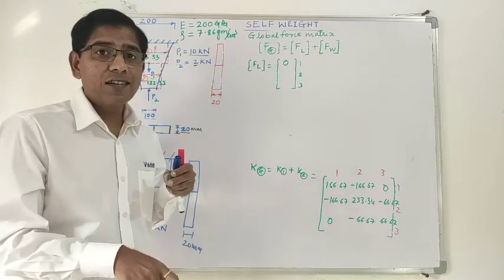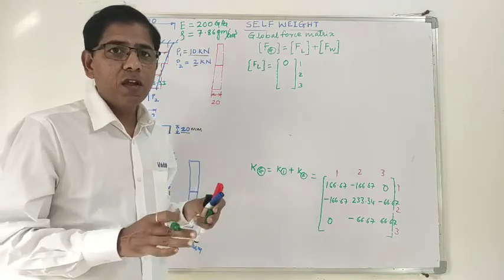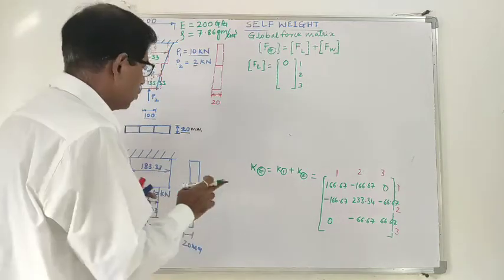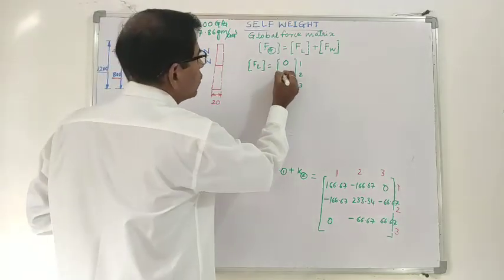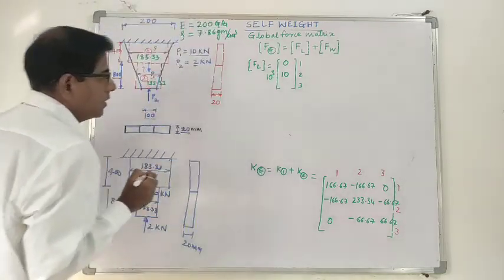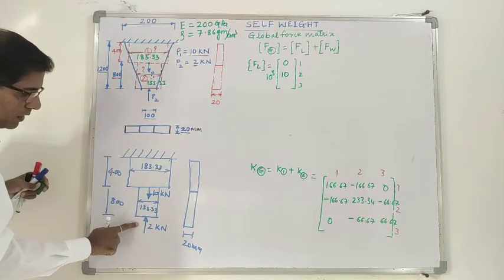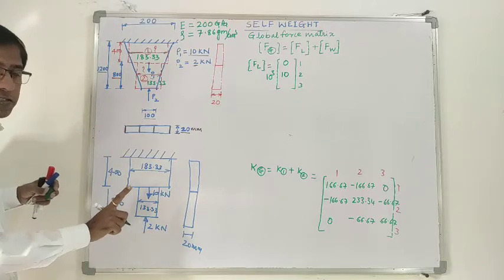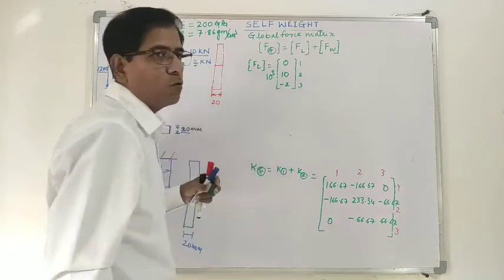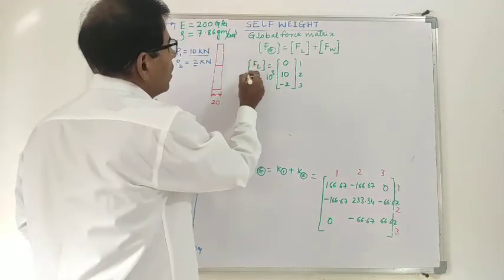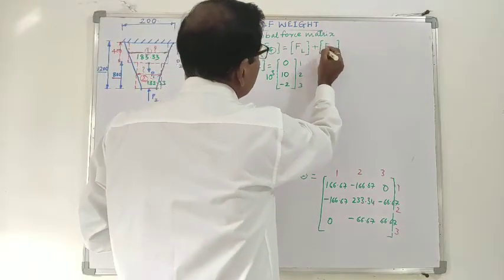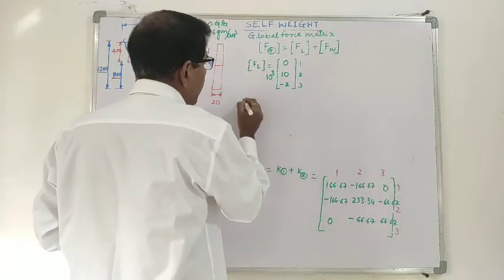The force towards the gravity is considered as positive and the force which is away from the gravity is considered to be negative. So here 10 kilonewton downward force, so we consider it as positive, 10 to the power 3 outside the bracket. And here this is 2 kilonewton upward against gravity, so we consider it as minus 2, and 10 to the power 3 is outside the bracket. So this is our load matrix.